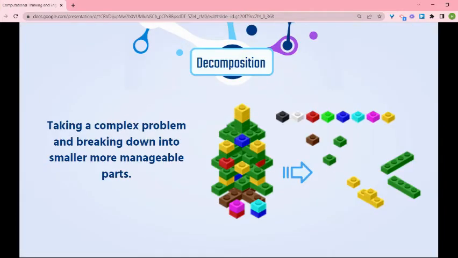So, decomposition is taking a complex problem and breaking it down into smaller, manageable parts. We have students do this all the time. Again, you might think about breaking down a math word problem, but we also do this all the time in other classes, right? We're constantly having students, what we refer to as chunking. That is really taking a big problem or a big task and breaking that down into smaller, more manageable parts.